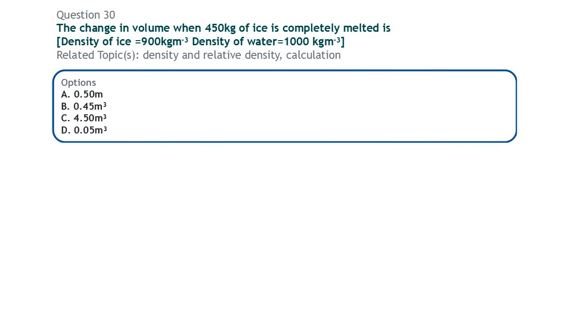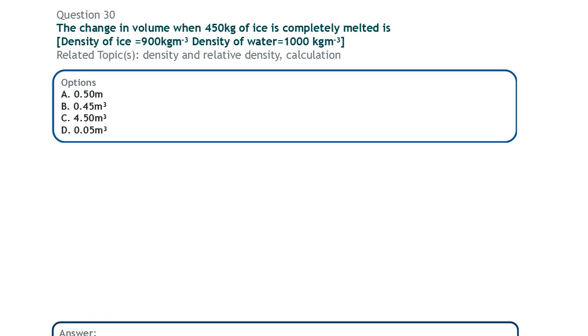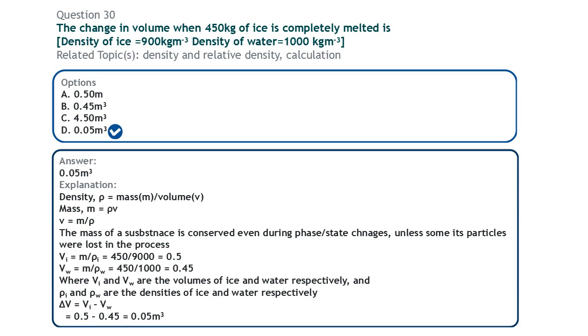Next, on density and relative density: the change in volume when 450 kilogram of ice is completely melted is... here we have the density of ice and the density of water. So density is equal to mass over volume. To make mass the subject of the formula, I cross multiply by volume. So density times volume is equal to mass. So mass is equal to density times volume.